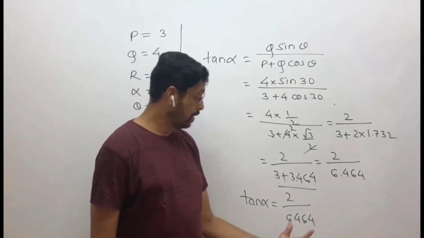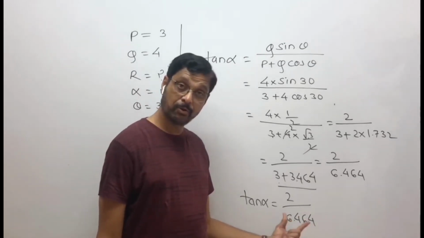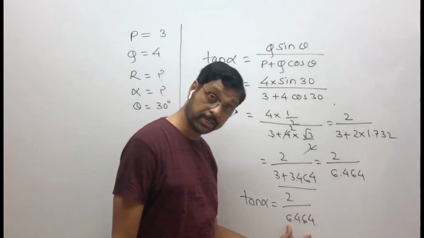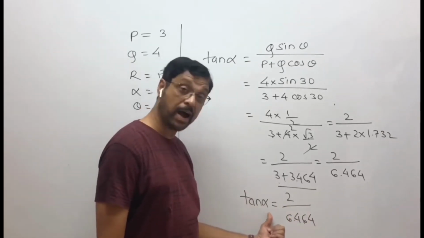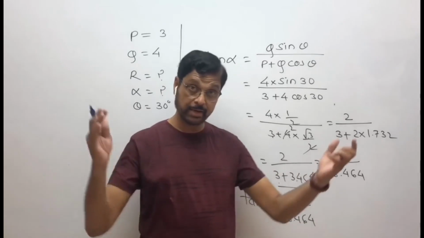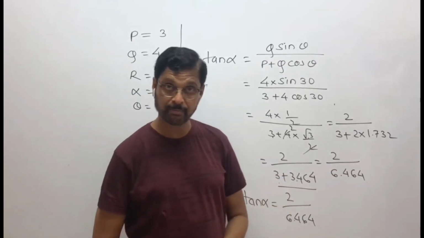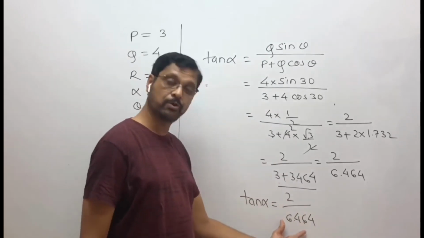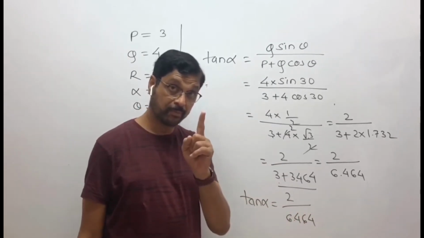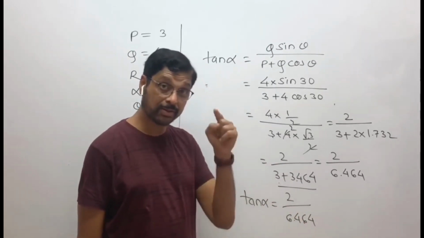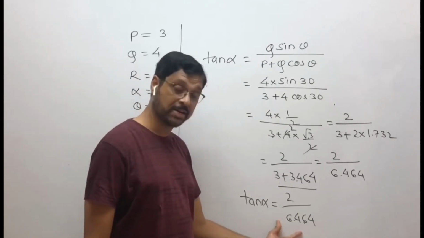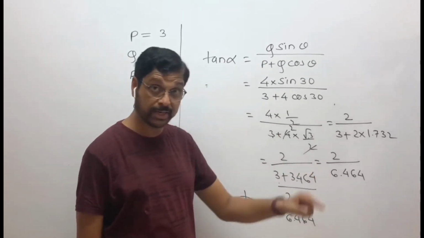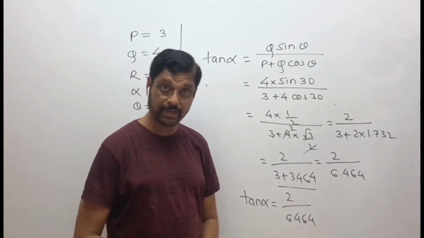So tan alpha is equal to 2 upon 6.464. Now again here you'll have to use log table to find out this calculation and to find alpha from tan alpha. Again you'll have to use log table. That also we are going to see afterwards. At present, this is your answer for this time, for this instant. Final answer is not this one. You'll have to calculate it and we'll learn how to calculate it separately.